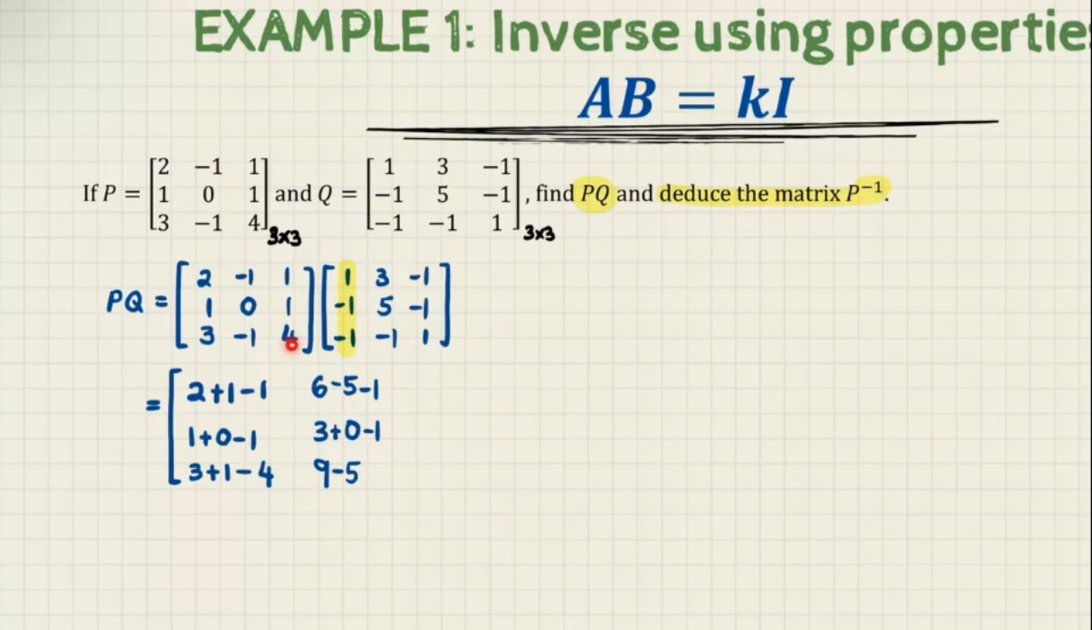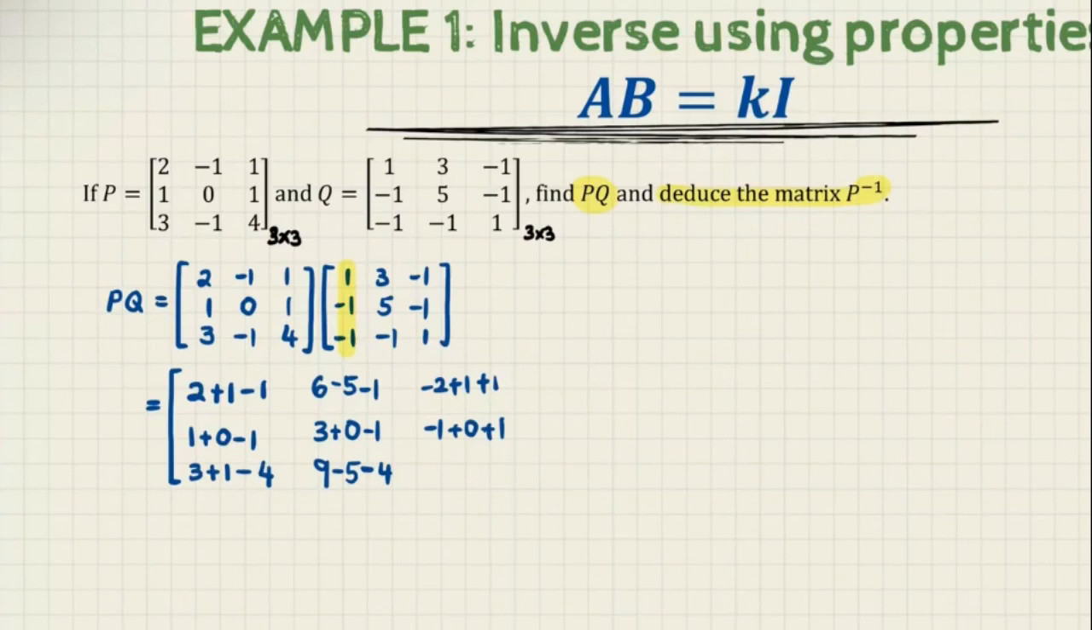Dan 4 darab negatif 1 dapat negatif 4. Okay. Kemudian kita ada 2 darab negatif 1 dapat negatif 2. Negatif 1 darab negatif 1 dapat positif 1. Dan 1 darab 1 dapat positif 1. Okay. And here 1 darab negatif 1 dapat negatif 1. Kosong darab negatif 1 dapat kosong. Dan last sekali 1 darab 1 dapat 1.